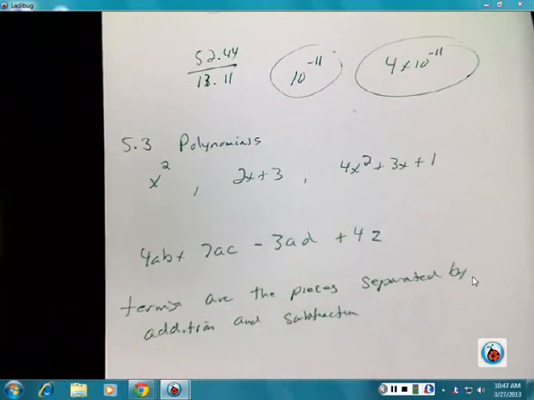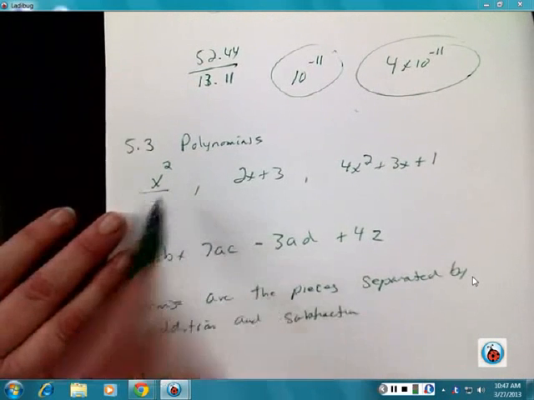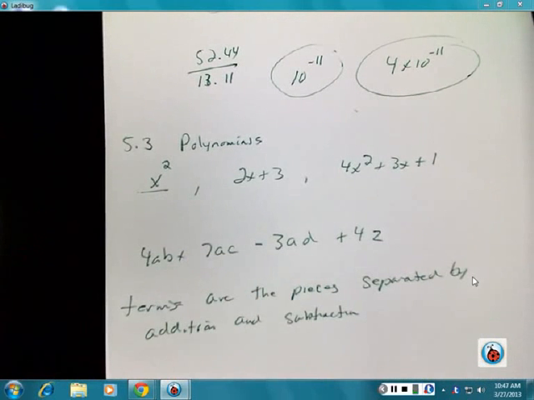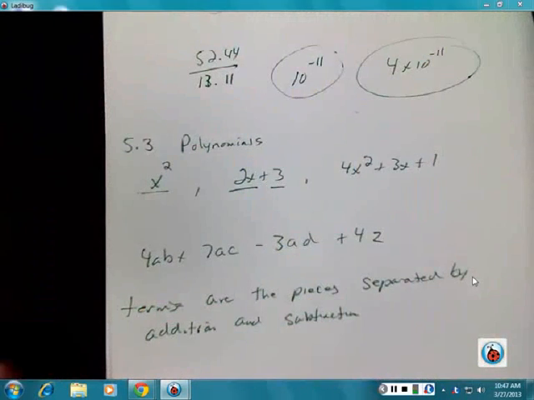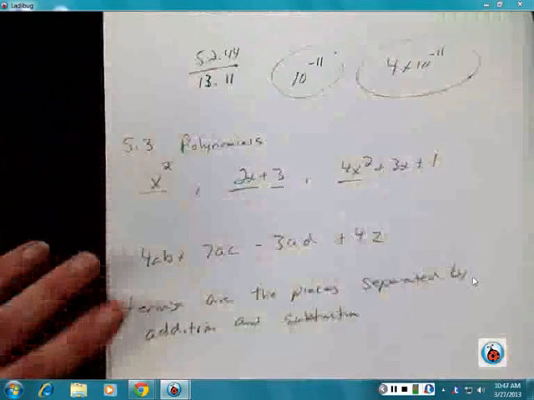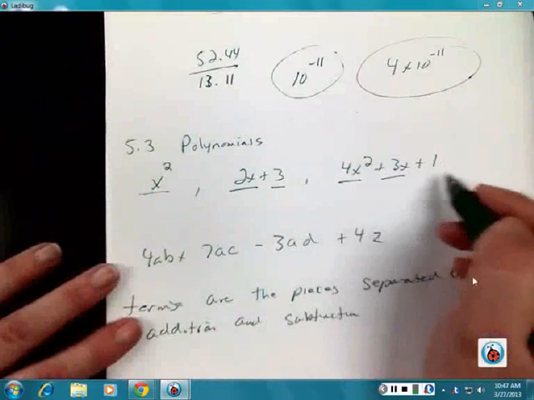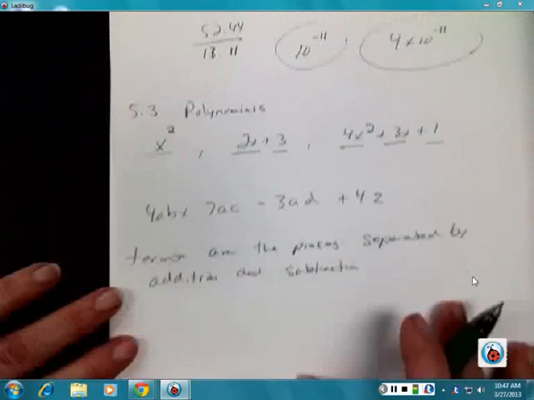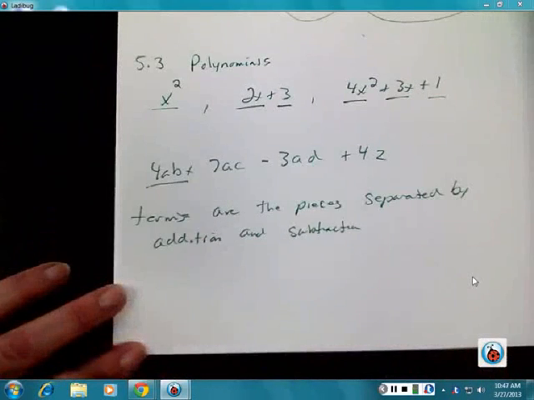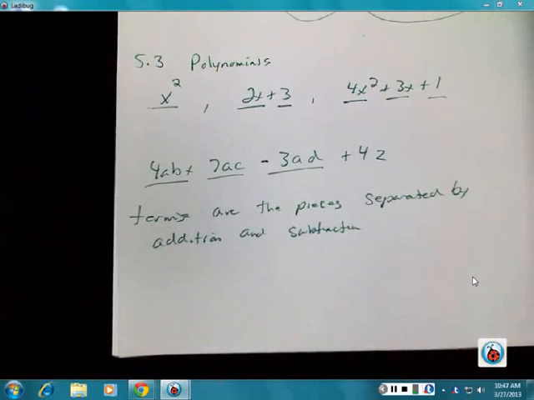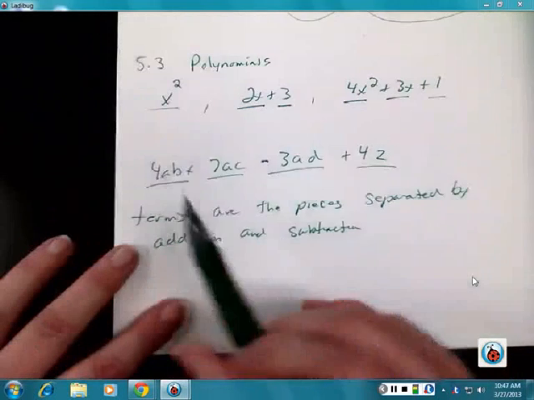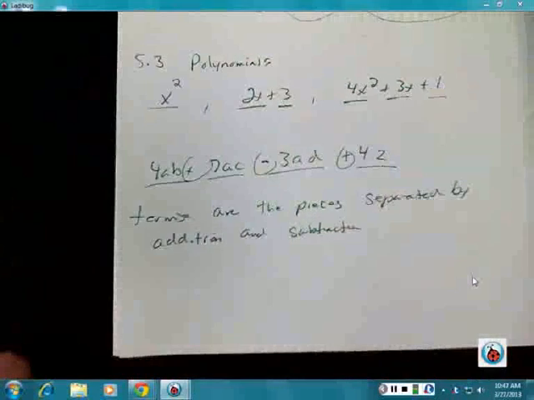So, the first one only has one term. It only has x squared. The second one has a term of 2x and a term of 3. The third one has a term of 4x squared, 3x, and 1. And the last one has a term of 4ab, 7ac. If it's got a minus in front, that means that's a negative 3ad, and the last term is a 4z. So you've got terms. They're separated by addition and subtraction signs. Are we okay?